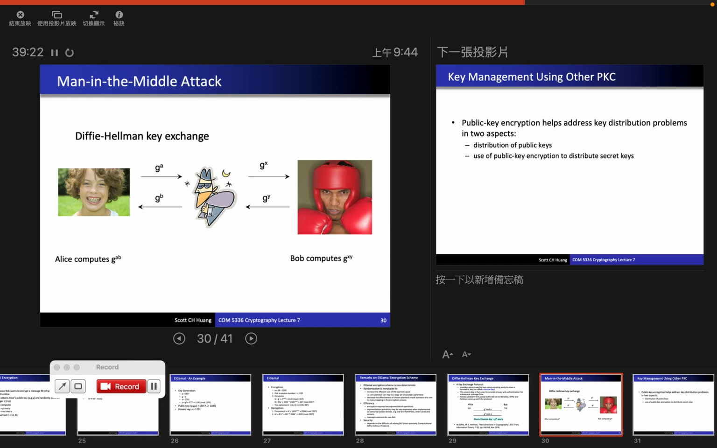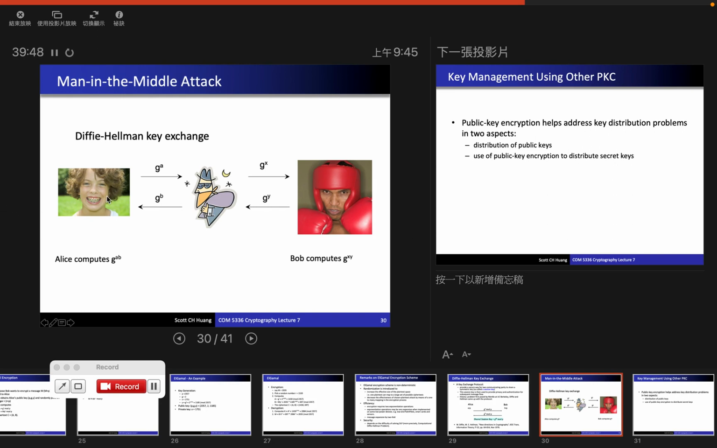So the man-in-the-middle attack is that suppose Alice and Bob want to share a secret key, okay, using Diffie-Hellman key exchange. Okay, Diffie-Hellman key exchange is a fantastic algorithm. It's almost perfect. It's elegant as well, but it's susceptible to the man-in-the-middle attack. Let's take a look.